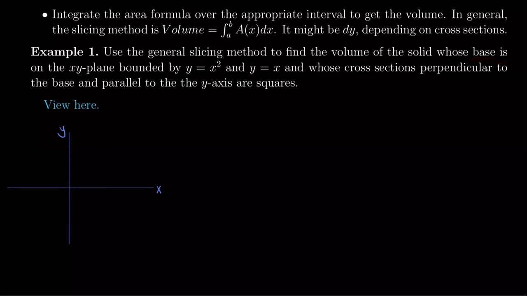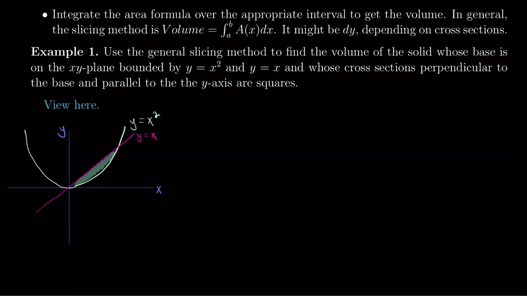So I've drawn the xy plane, and it's bounded by y equals x squared. We can graph that, pretend I'm a good artist. There's my y equals x squared. And I also have y equals x, so I'm going to graph that as well. I'm going to try to label as much as I can. And then I'm going to shade in the region bounded by those 2 graphs. So this is the base of my solid.